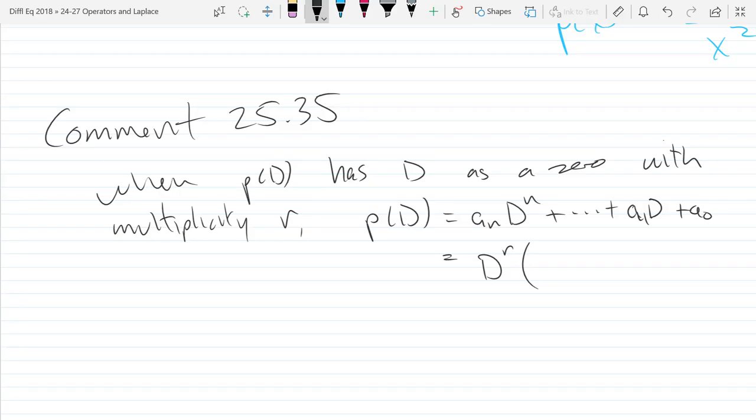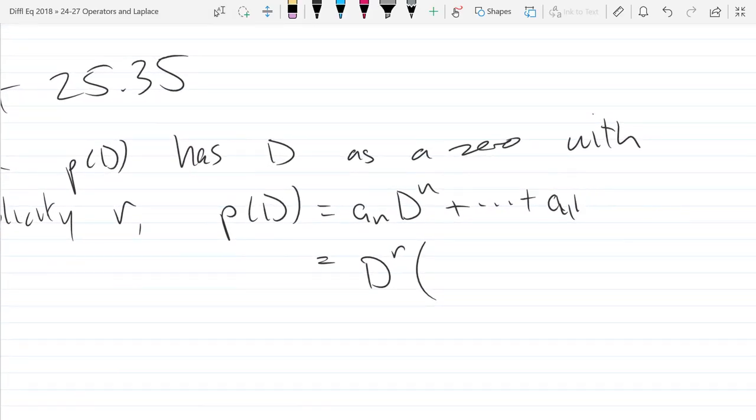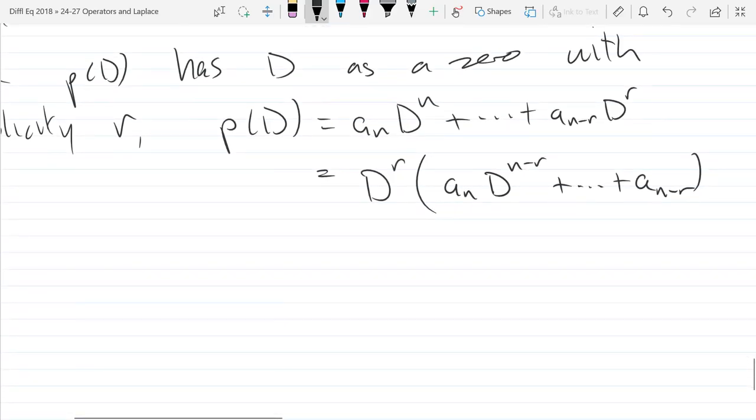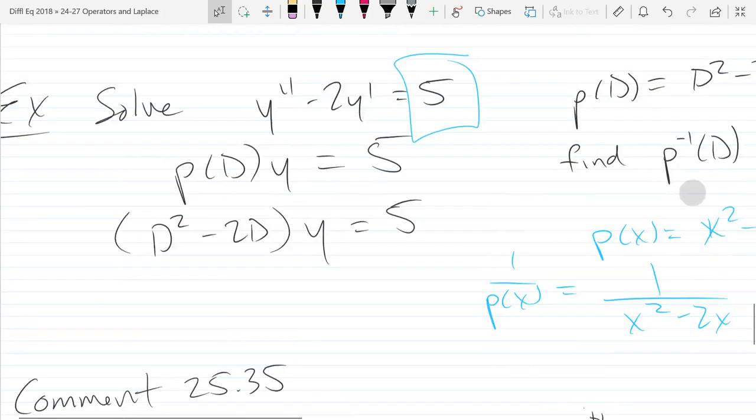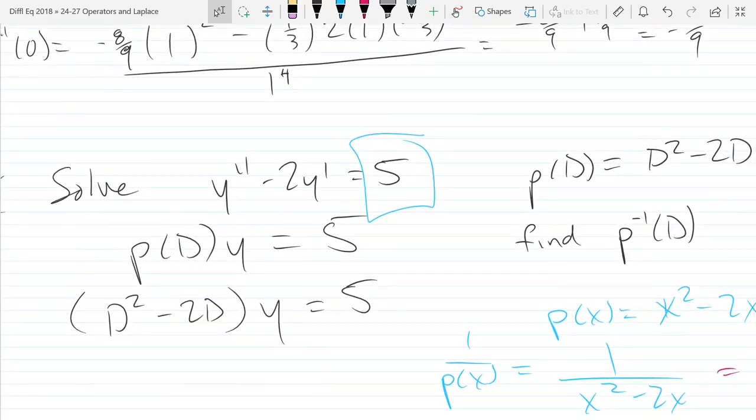So how will this look? D^r, so actually, we're not going to go to the a0 term. We're going to go a_n minus r D^r. So we'll have a_n D^(n minus r). I don't really want to keep track of all these subscripts and superscripts, so we'll just write it as D^r. The original polynomial was P, so I'll just call this some other polynomial Q. So you're just factoring out as many D's as you can. In our case, for our problem, there's one that we can factor out right here. We had D squared minus 2D, so we just factor out one of the derivatives.